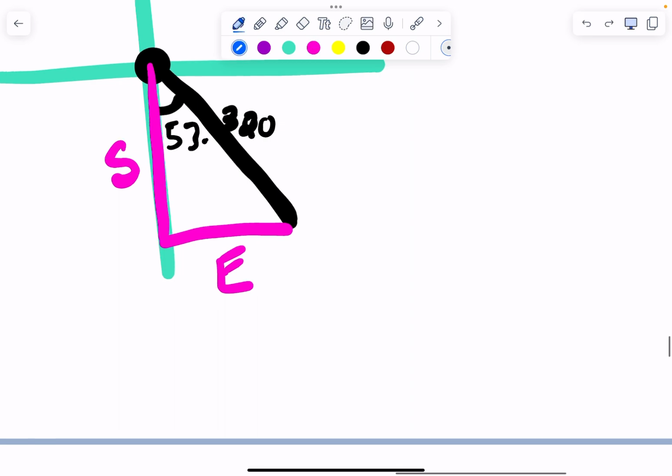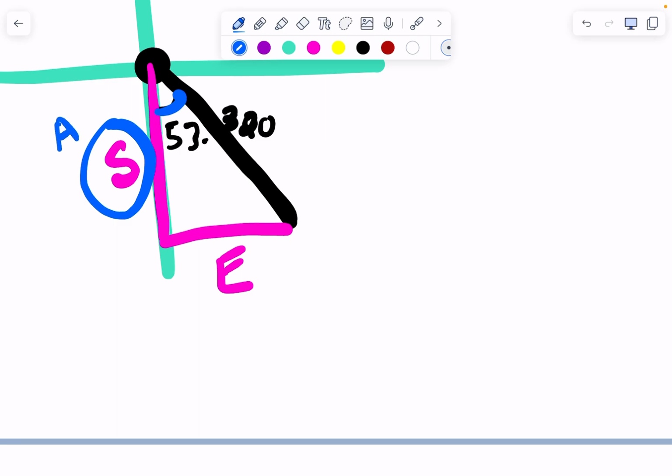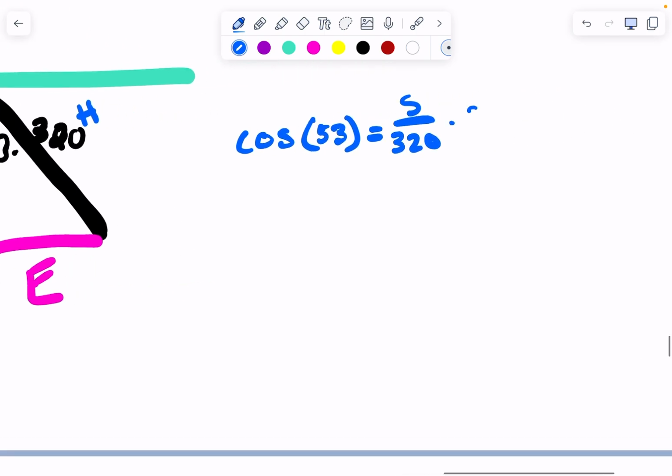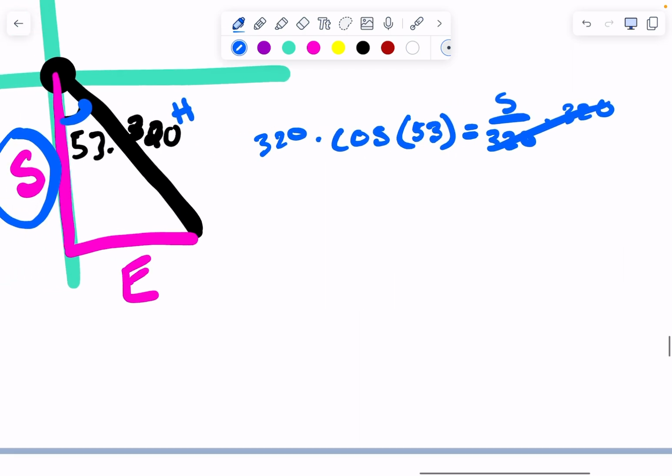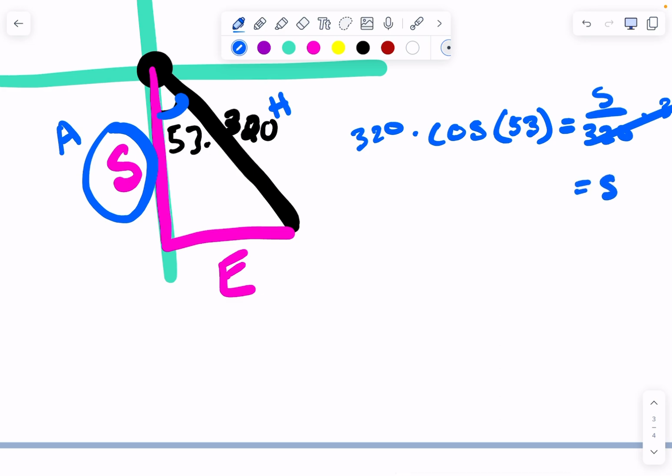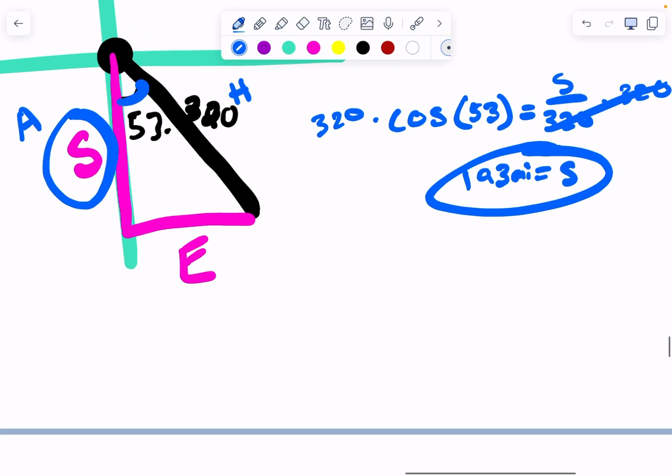Do you want to find east first or south first? South. So this side in relationship to 53 degrees is adjacent, and we have the hypotenuse. Adjacent and hypotenuse is which one? Cosine. Cosine of 53 equals S over 320. Times 320, 320 cosine of 53. The south direction is how far? 193 miles.